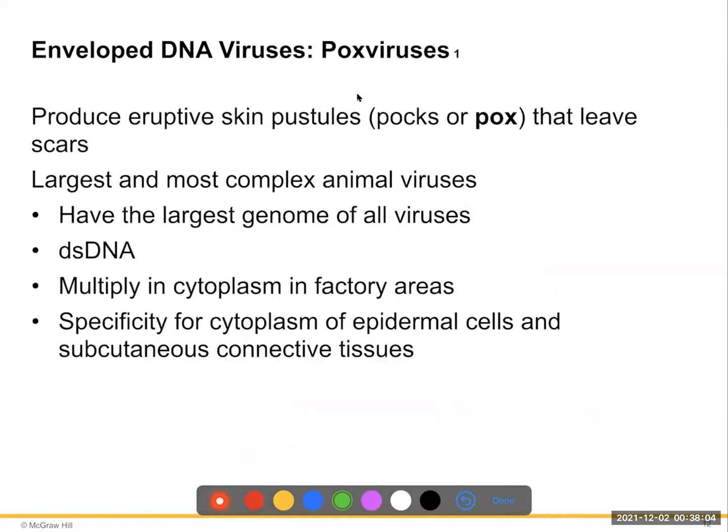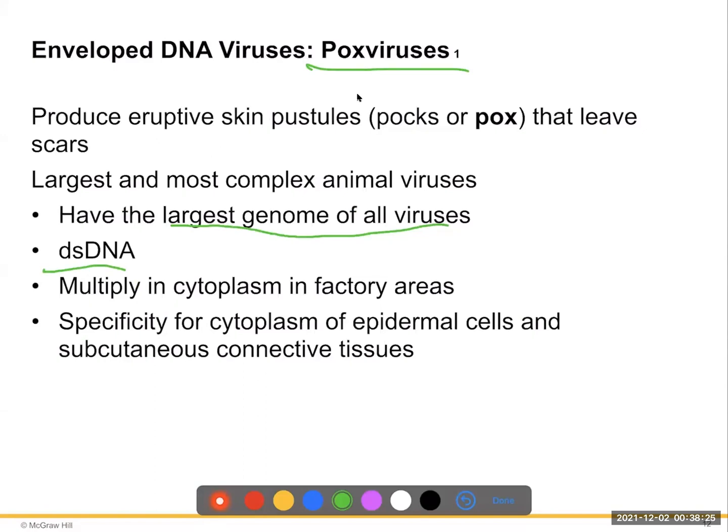Okay, the pox viruses, those are the enveloped DNA viruses. Those produce eruptive skin pustules, like pox, like the chicken pox. That's what leaves scars on the body afterwards. Largest and most complex animal viruses. They have the largest genome of all viruses. So the largest strands of DNA, the double-stranded DNA.